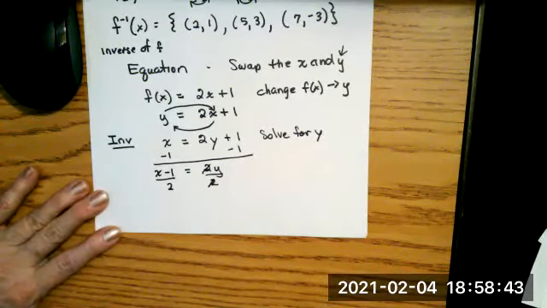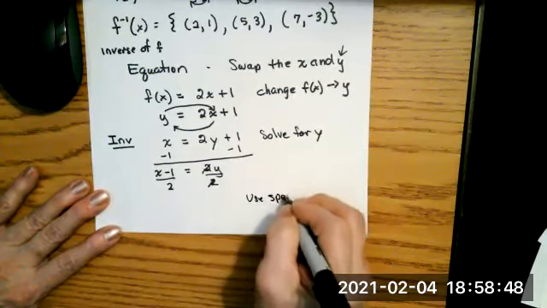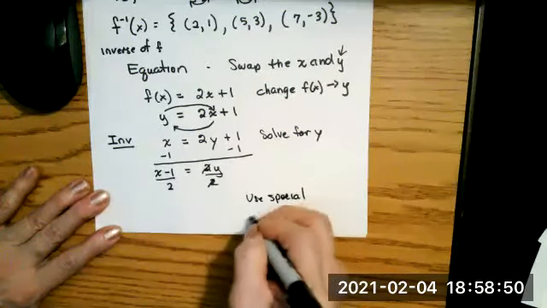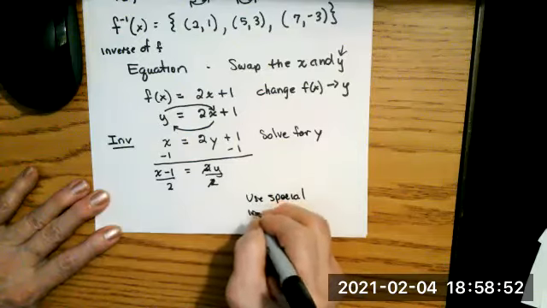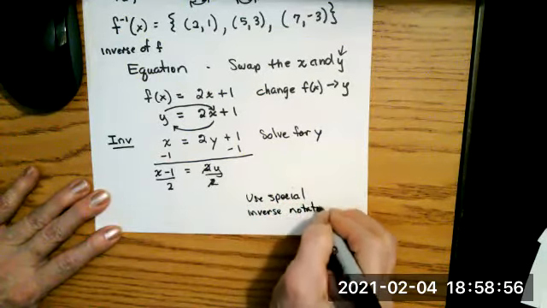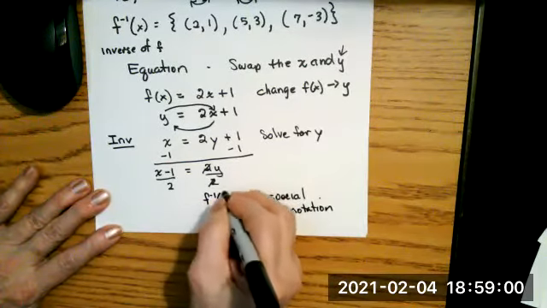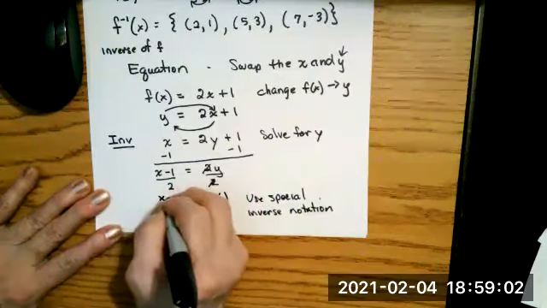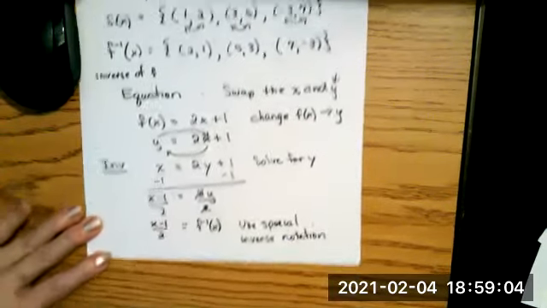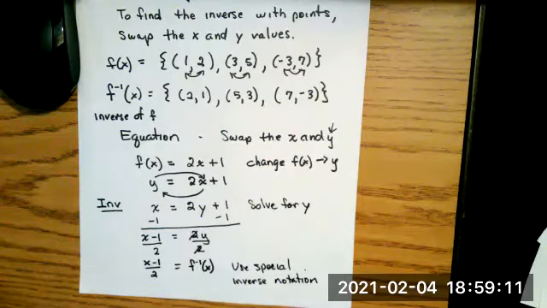And then the last step is to use the special inverse notation. And that's that f to the negative 1. f inverse of x equals x minus 1 over 2. And that's the way you find an inverse if it's in equation form.